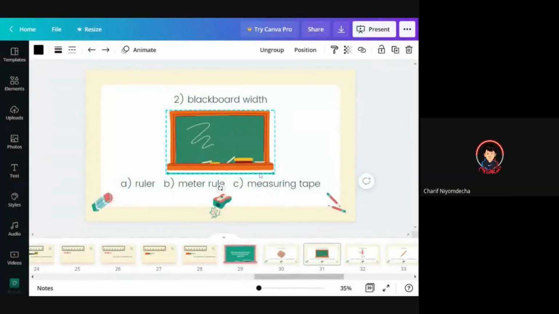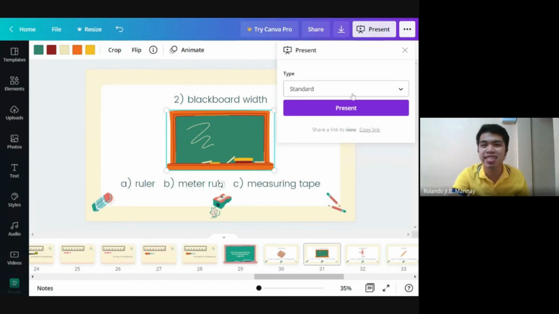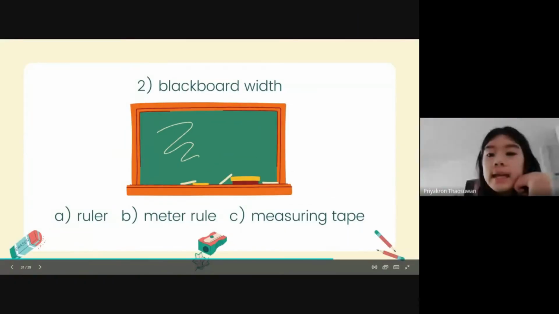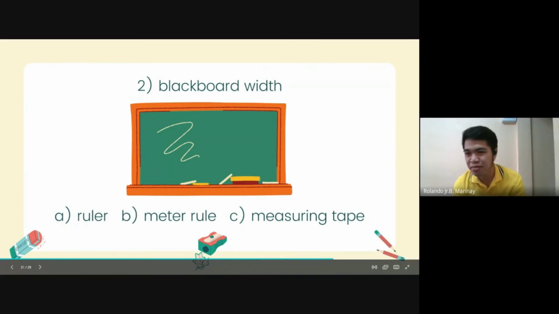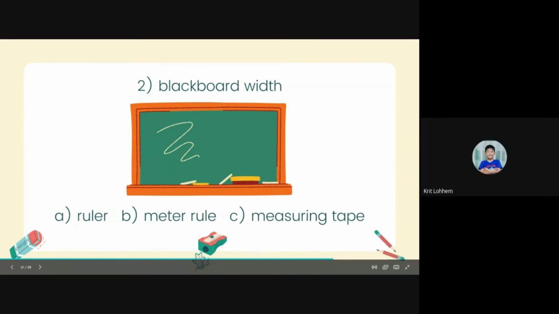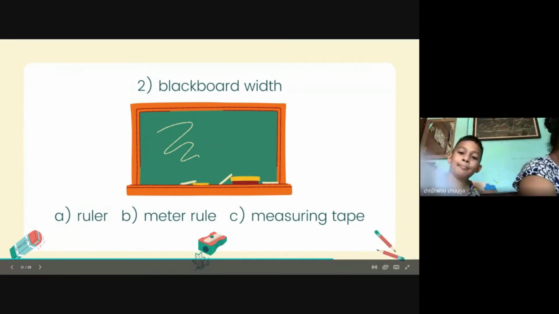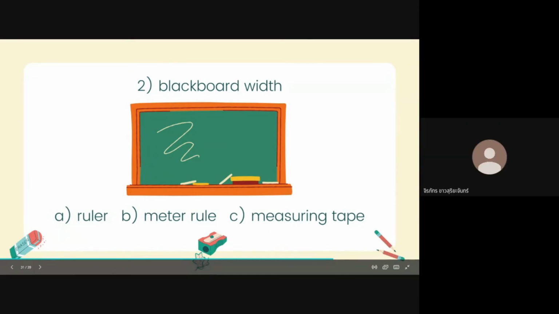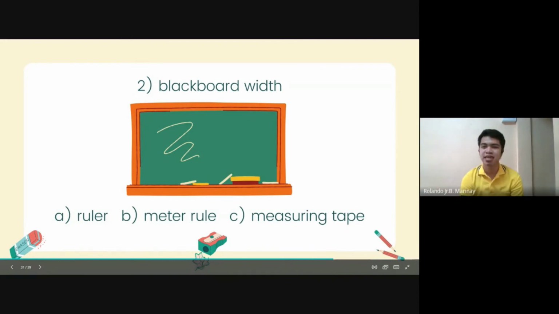Page 78. Finished? Okay, let's wait for Baybun. Is it B, teacher? Yes, B or C. B is correct, C is correct. Let's wait for Rasa. Pichayapa is finished already. Popha is finished.